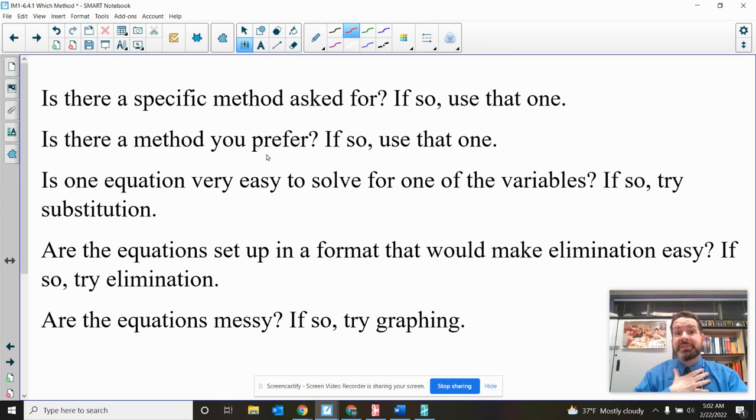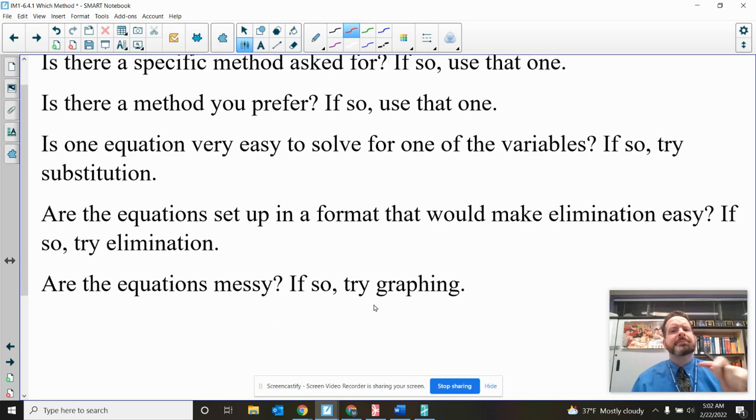I know some students, they just like to use elimination all the time. That way it's just the same steps every time, and they're very comfortable with that method. Whatever you like, feel free to use if it's not specified. If you're not sure what's easiest, take a look at your equations. Is there one equation that already has a variable by itself, or where it's super easy to get a variable by itself? If yes, then substitution may be the way to go.